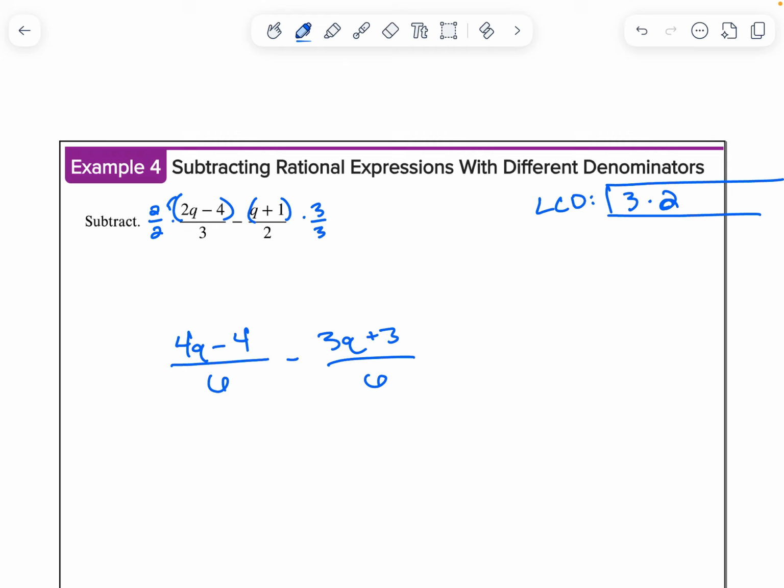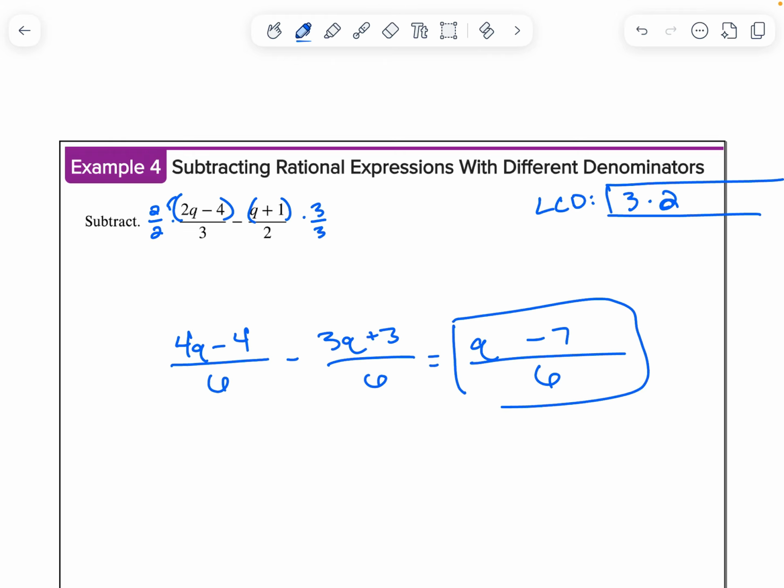All right, now, since they have the same denominator, I can subtract across the top. Again, that subtraction, I'm subtracting each of those things. It's like I'm distributing a minus sign. So 4q minus 3q is just q. Negative 4 minus 3 is negative 7, all over 6, because 6 was my common denominator. That's my answer.